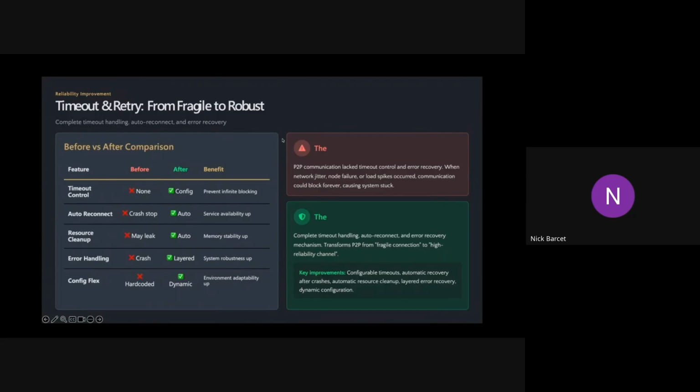We introduced complete timeout handling, auto-reconnect, and error recovery mechanisms for the MCache P2P backend, transforming P2P communication from an unstable connection to a high reliability channel. Let's look at the before and after comparison. In short, the system has been upgraded from being prone to stopping and failing to being able to manage problems and changes on its own. This makes it much more stable and reliable.